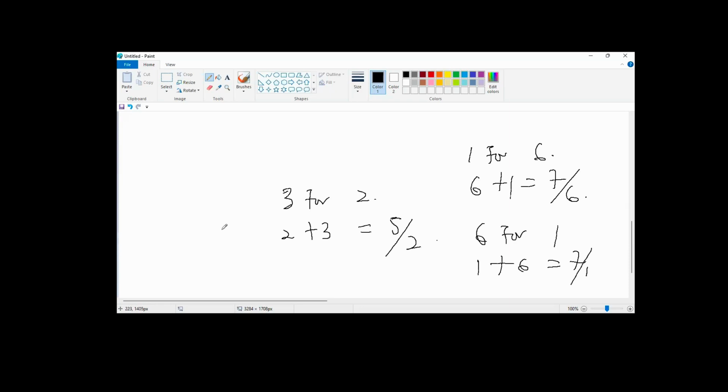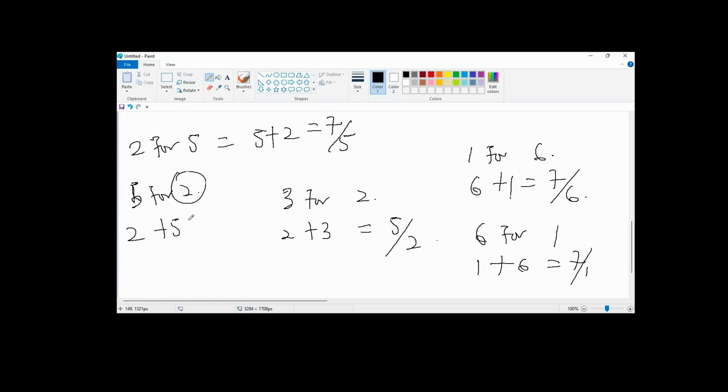Let's do 2 for 5. I have 5. You gave me 2. Make it 7. Divided by what I had before, 5. 7 over 5. Let's do 5 for 2. I have 2. You gave me 5. Make it how many? 7. Divided by 2, the one I had before.